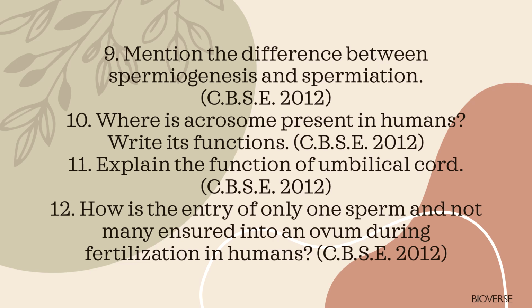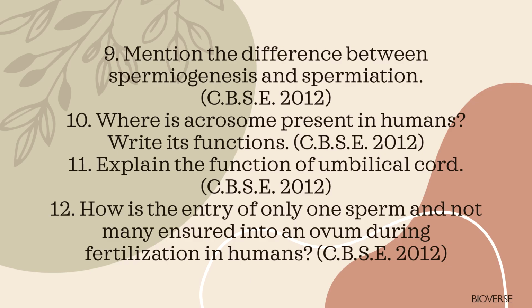Question 12. How is the entry of only one sperm and not many ensured into an ovum during fertilization in humans? Answer. After the entry of the first sperm, the ovum undergoes a cortical reaction. This reaction forms a fertilization membrane, which prevents the entry of additional sperms.